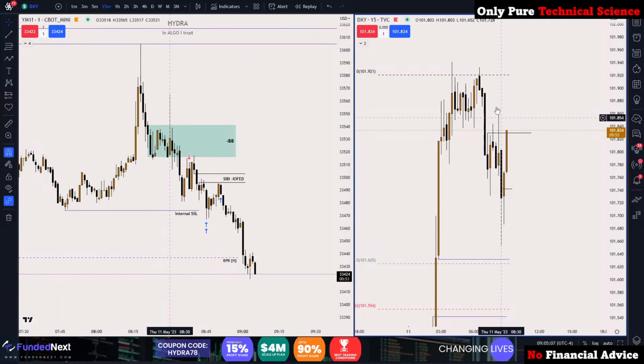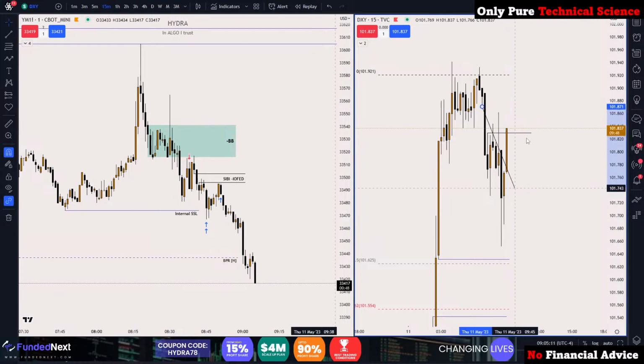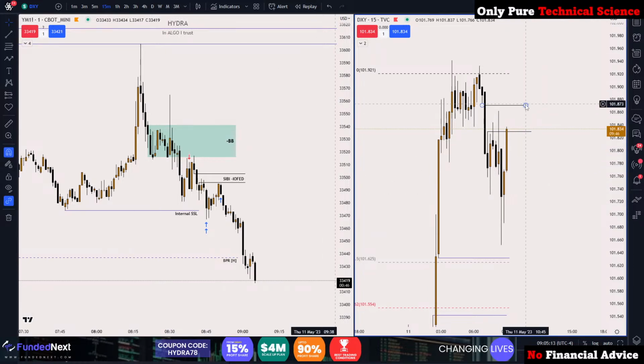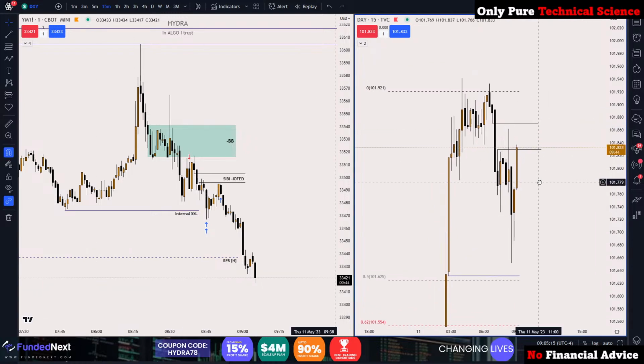This should send price towards the sell side. That's what I'm expecting to see. If this fair value gap is not holding dollar, then dollar will hunt buy side liquidity up here.